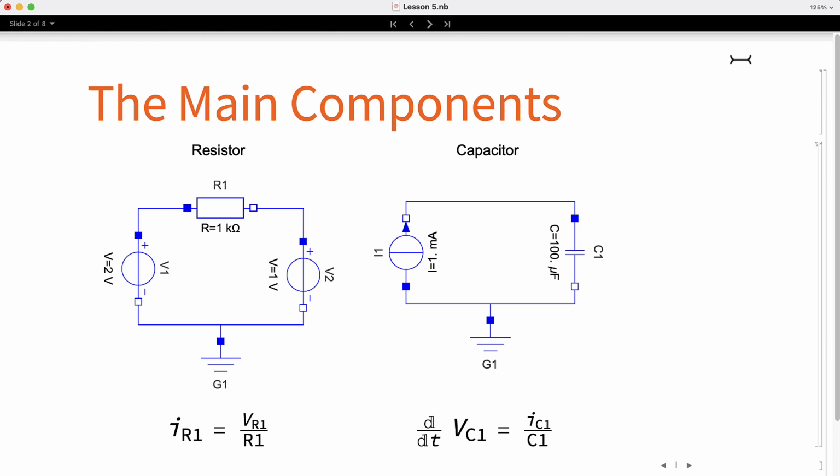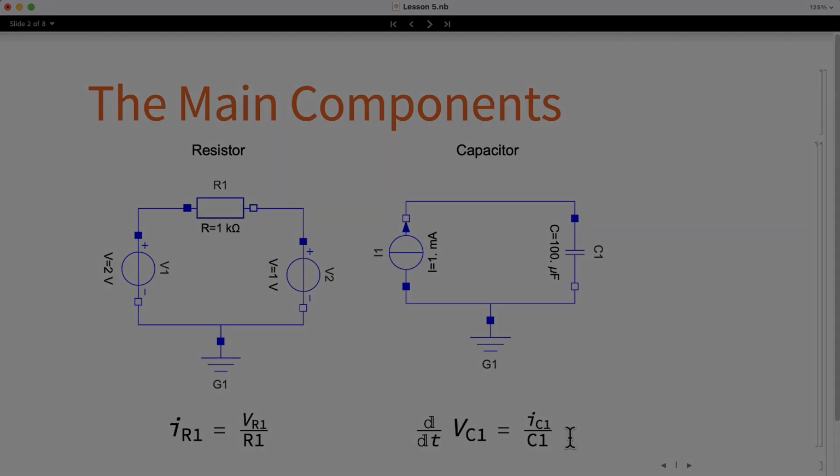For resistors, we determined that the equation that describes its behavior is the following. The current in the resistor R1 is equal to the voltage across its terminals divided by the resistor value. In the case of the capacitor, we learned that the rate of change of its voltage, which is the derivative, is equal to the current flowing into the capacitor divided by the capacitor value.